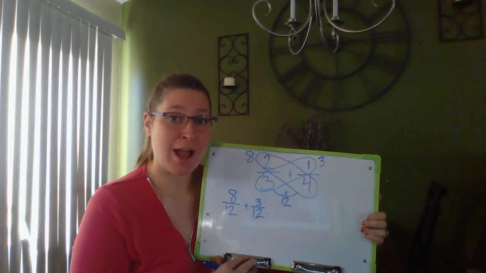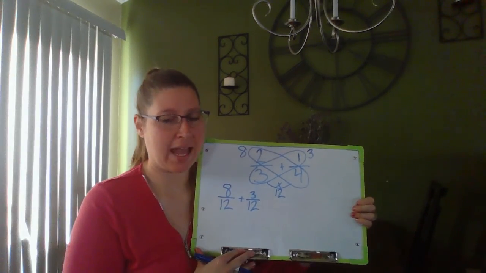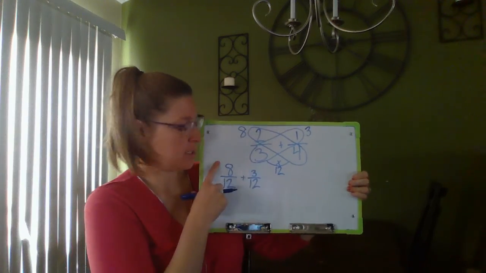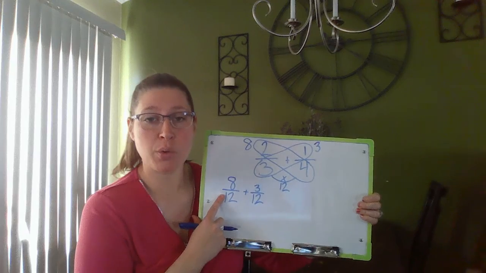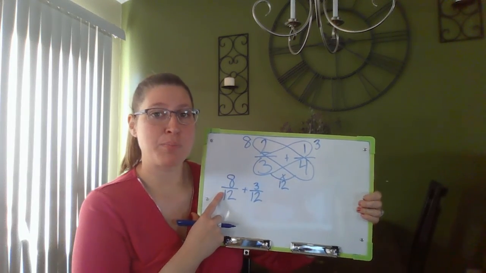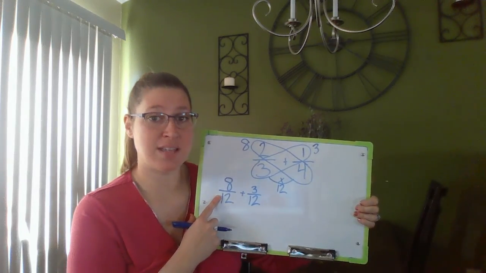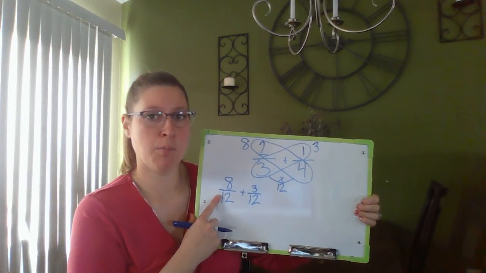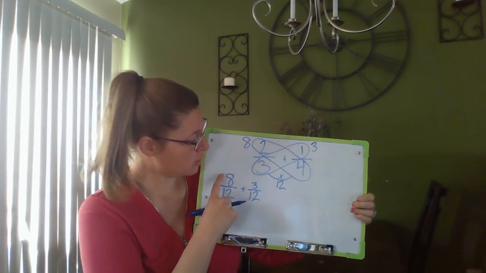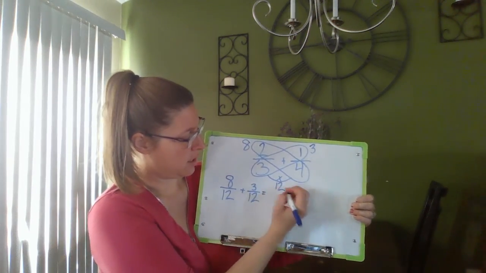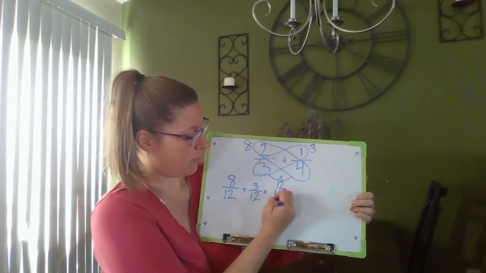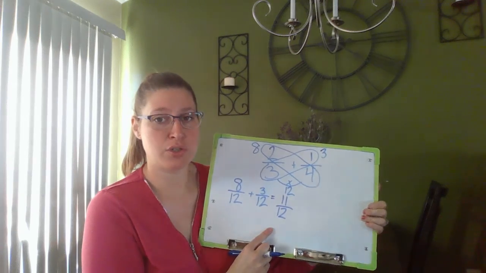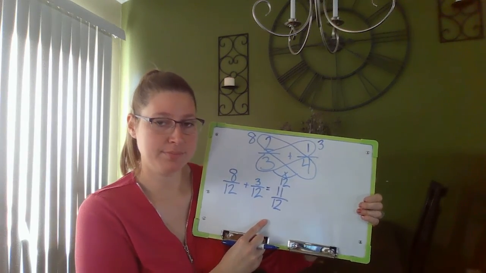Now, when we add fractions, we only add the numerator, which is the top number. We do not do anything with the denominator. All we're going to do is bring it over because our pieces are not going to be changing sizes. We're just adding more pieces together. So 8 plus 3 is 11. And I'm bringing over my 12. So our solution is 11/12.